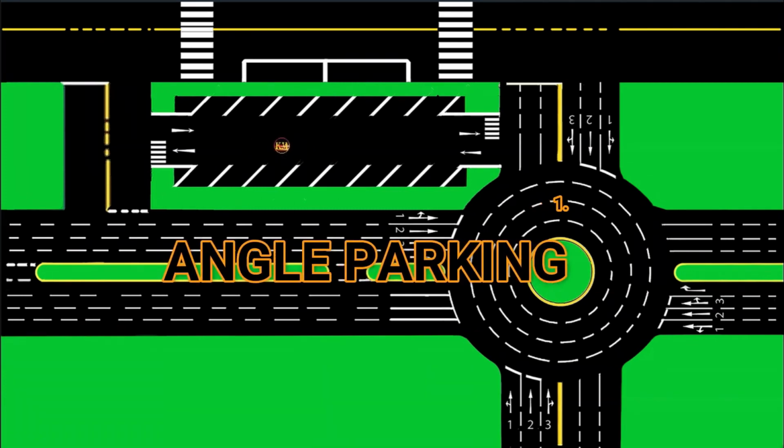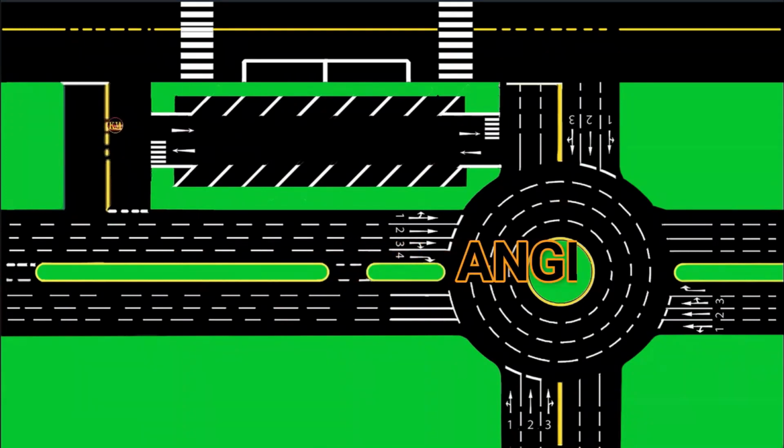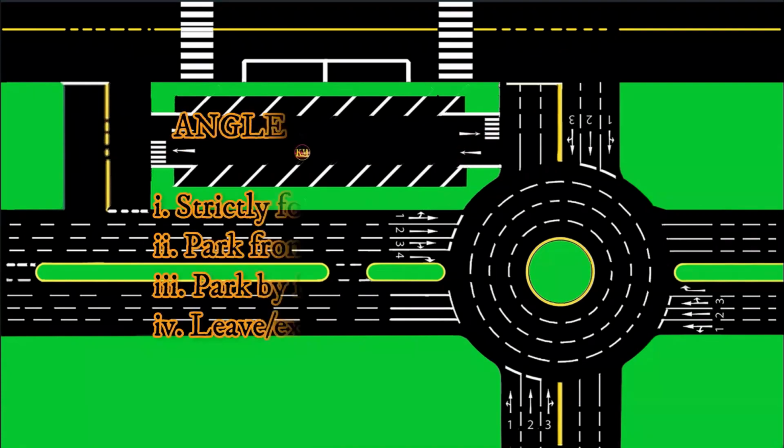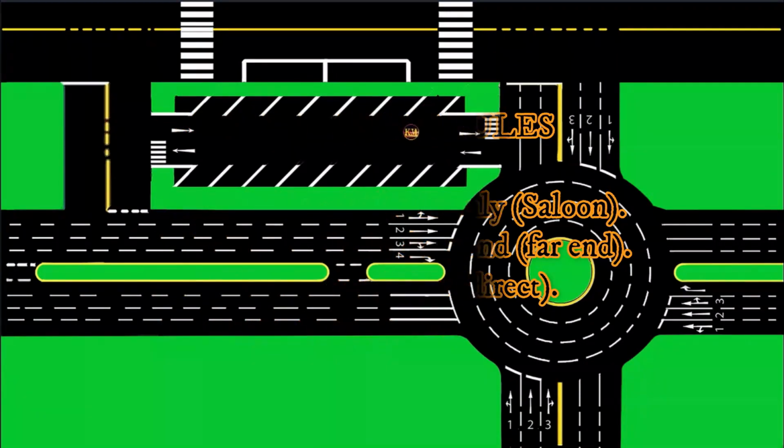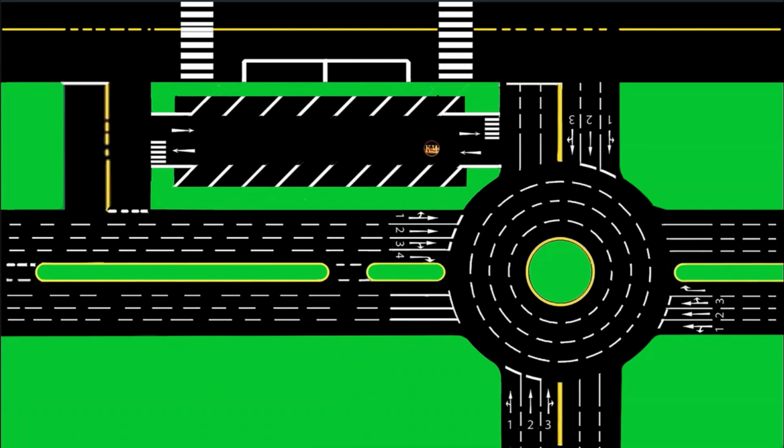In angle parking, vehicles are designed to flow in one direction. The parking area has a designated entrance and designated exit from both sides. These are the rules of angle parking. One, it's strictly for small cars only, that is saloon cars. Two, you are supposed to park from the farthest end, that is the far end. Three, you are supposed to park by the forward gear, that is directly ahead. And four, you are supposed to leave and exit by reverse. Meaning in angle parking, we don't have reverse parking.